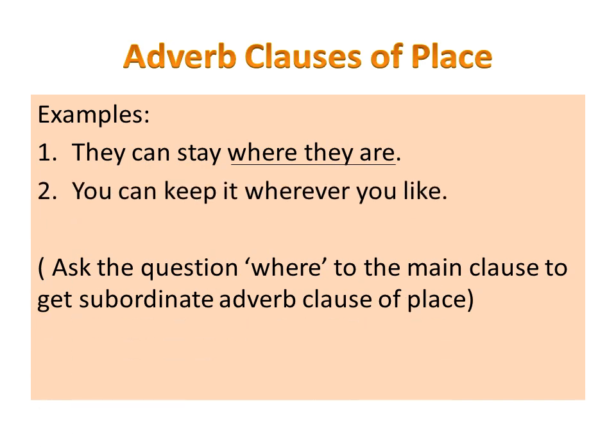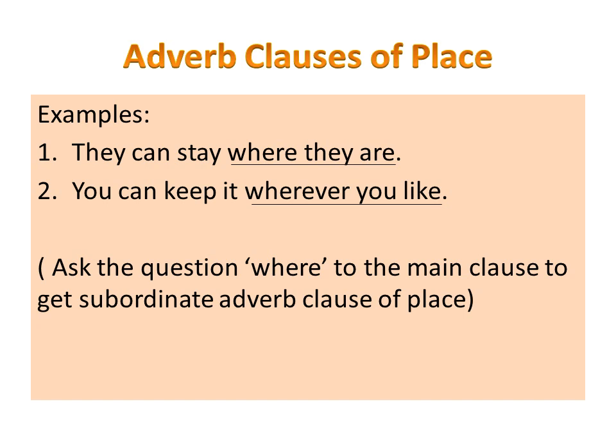Similarly, for the next example, you can keep it wherever you like. If I directly identify the main clause and ask the question where to it, you can keep it is the main clause because it is making complete meaning. So I ask, where can you keep it? I get the answer as wherever you like. So this part becomes your subordinate adverb clause of place because it is telling you more about the place where the object can be kept. Please note, you can always ask the question where to the main clause to get the subordinate adverb clause of place.